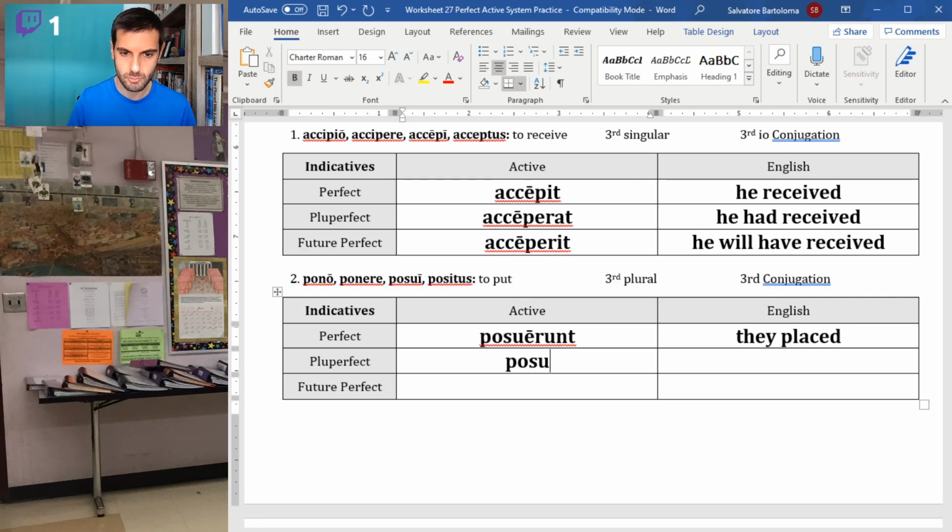Pluperfect, posu- instead of -erunt, this time it is -erant. They had placed. And then future perfect, -ero, -eris, -erit, -erimus, -eritis, -erint. It's that weird one. Posuerint. They will have placed.